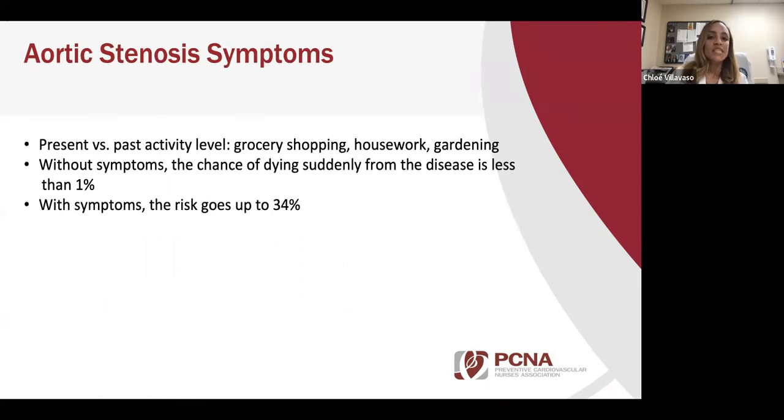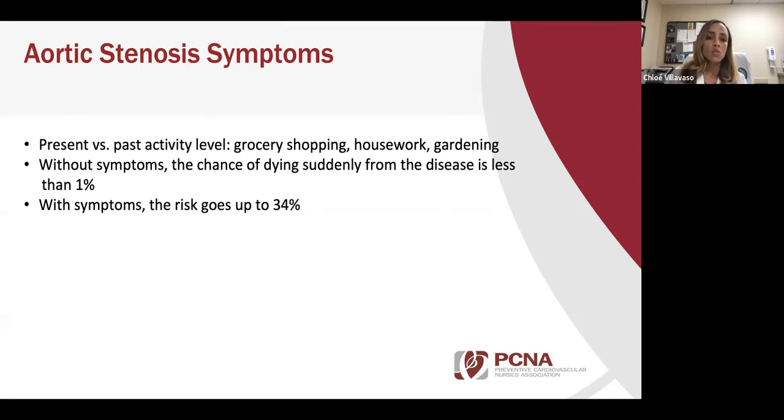It's important when taking a history that clinicians compare present activity level with past activity level. So for instance, when a patient comes in, they may say, oh no, I don't have shortness of breath. I don't have chest pain. But that could be because their degree of stenosis is so severe that they've stopped doing their normal activities which would cause symptoms. So they're more sedentary, they're not doing much.